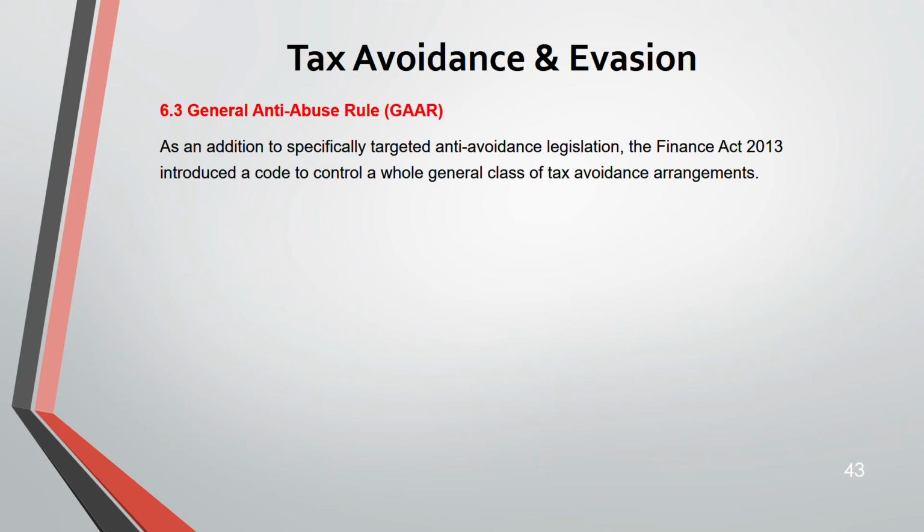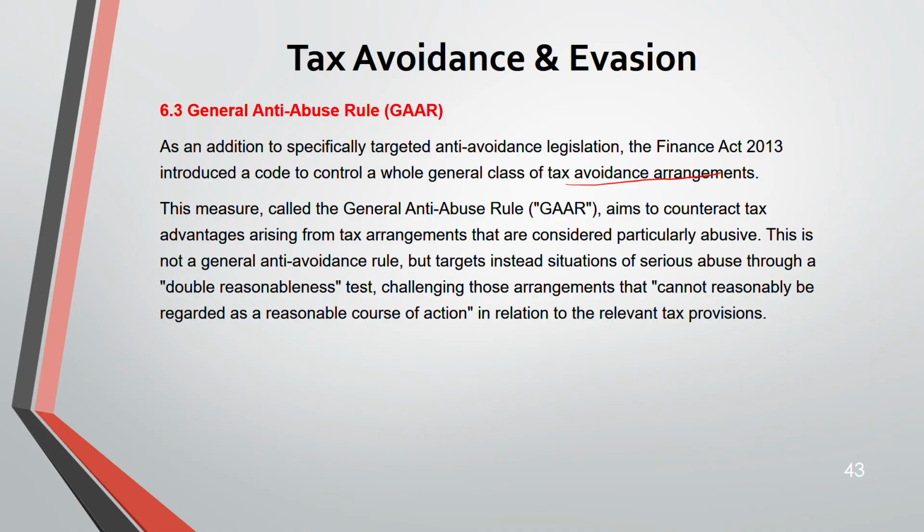As an addition, the Finance Act 2013 introduced a code to control a whole general class of tax avoidance. This is a mechanism to control tax avoidance arrangements. This measure is called GAAR, the General Anti-Abuse Rule. They do not want you to abuse. Wherever they see that the tax arrangements you are using to avoid tax are abusive, they put rules in place, and they are challenging those arrangements.